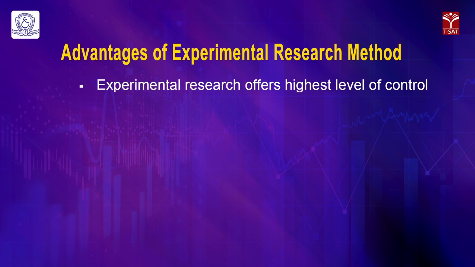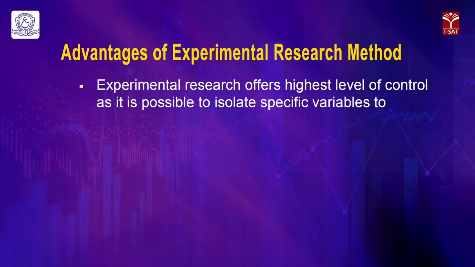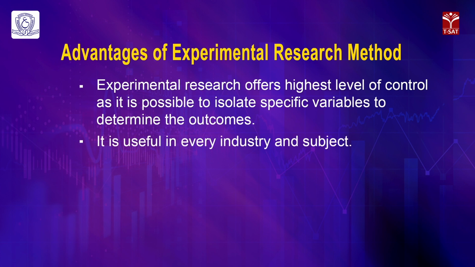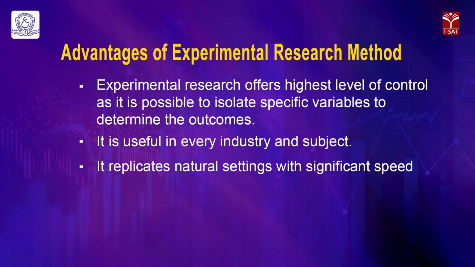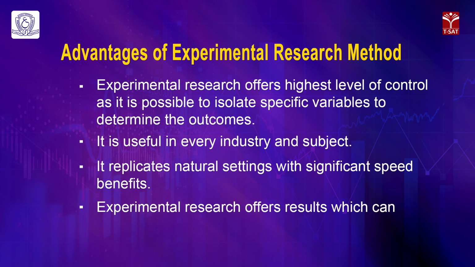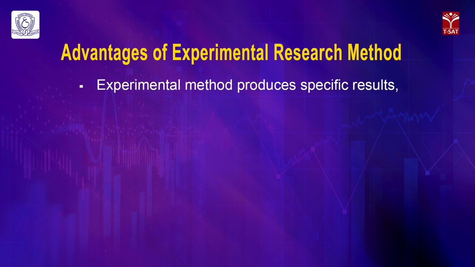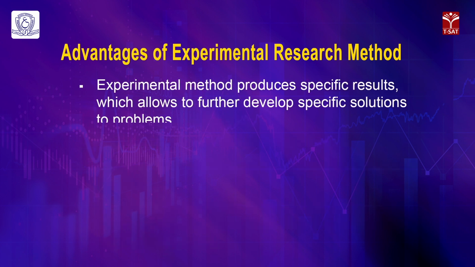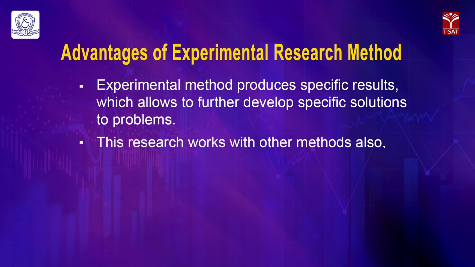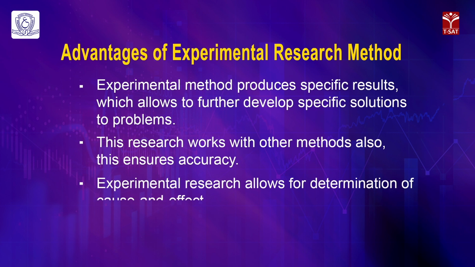Experimental research offers the highest level of control as it is possible to isolate specific variables to determine the outcomes. It is useful in every industry and subject. It replicates natural settings with significant speed benefits. Experimental research offers results which can occur repetitively, allowing to improve or increase the validity of research. The experimental method produces specific results, which allows to further develop specific solutions to problems. This research works with other methods also. This ensures accuracy. Experimental research allows for determination of cause and effect.